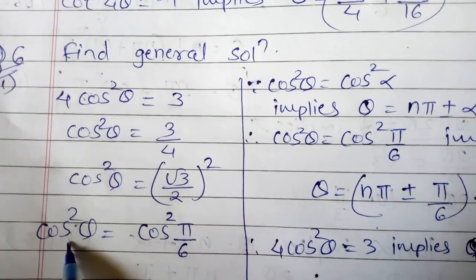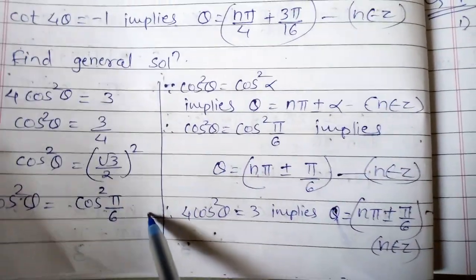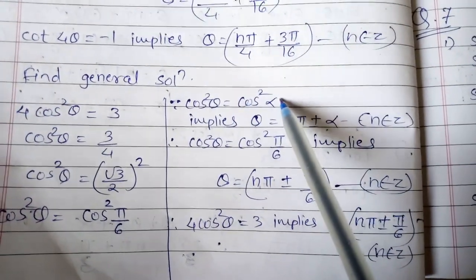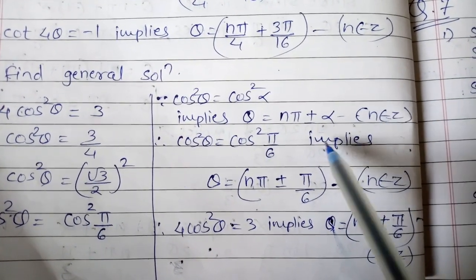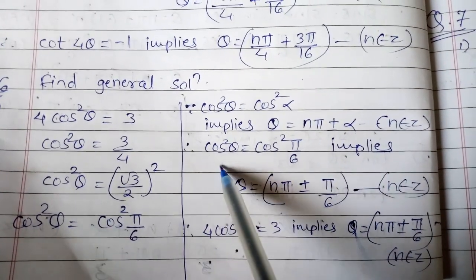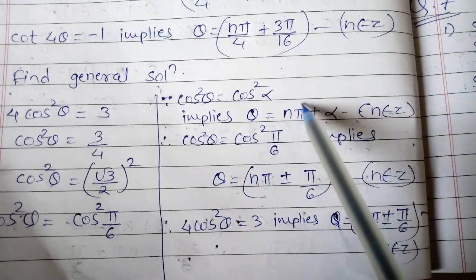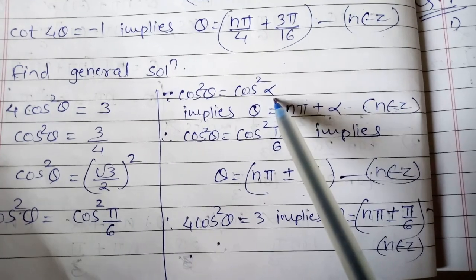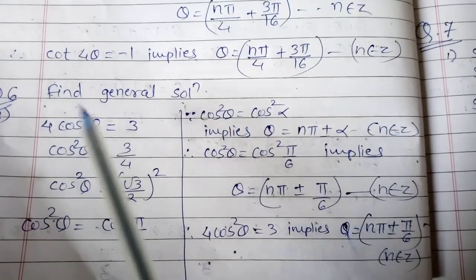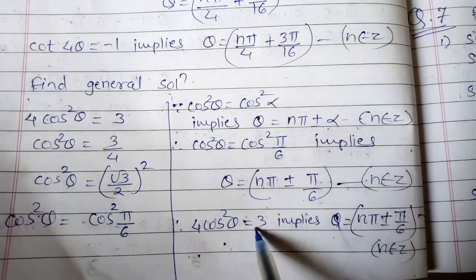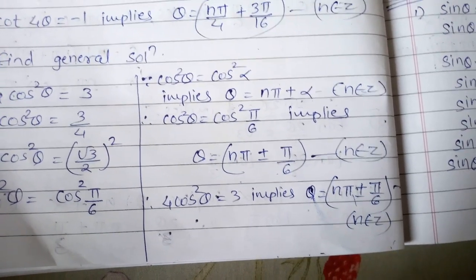Now it looks like cos square theta is equal to cos square alpha, and so from here we have to see this one. So cos square theta is equal to cos square alpha. It implies that theta is equal to n pi plus minus alpha, where n belongs to Z. And similarly we write here that cos square theta is equal to cos square pi by 6 implies, so we write theta as it is, n pi plus minus, instead of writing alpha we write here pi by 6. So this is the answer of the given example. Just write down the example again. That is 4 cos square theta is equal to 3 implies theta is equal to n pi plus minus pi by 6, where n belongs to Z.